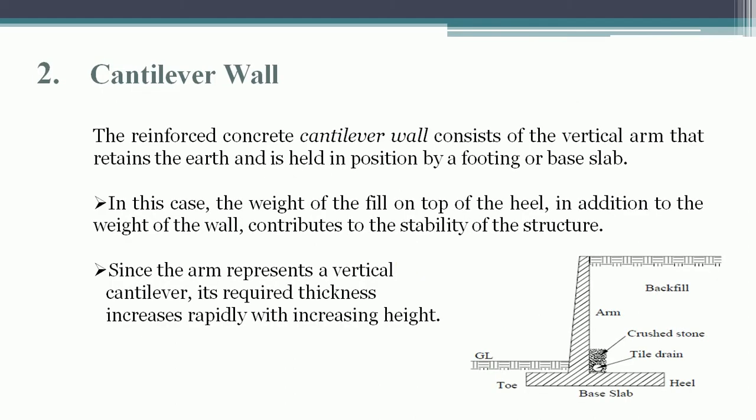So, cantilever wall. The reinforced concrete cantilever wall consists of a vertical arm that retains the earth and is held in position by a footing or base slab. Here the arm, it is also called a T-shaped wall. Here the cantilever is attached with a base slab.